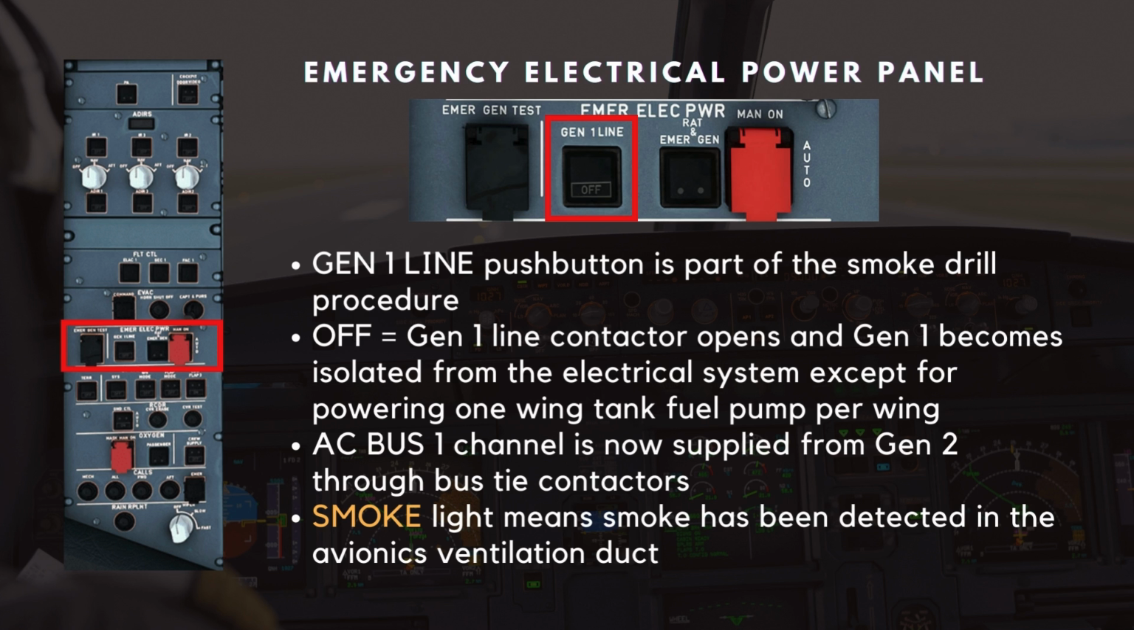By turning this push button off, the generator 1 line contactor opens and generator 1 becomes isolated from the electrical system, except for powering one wing tank fuel pump per wing directly. The AC bus 1 channel is now supplied from generator 2 through bus tie contactors. If an amber smoke light illuminates, then smoke has been detected in the avionics ventilation duct.